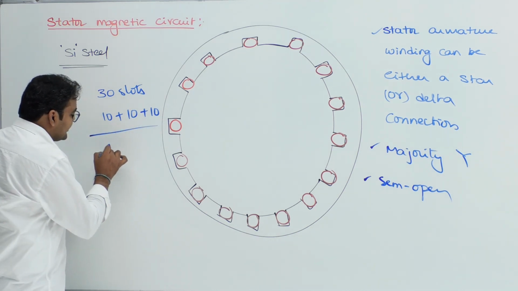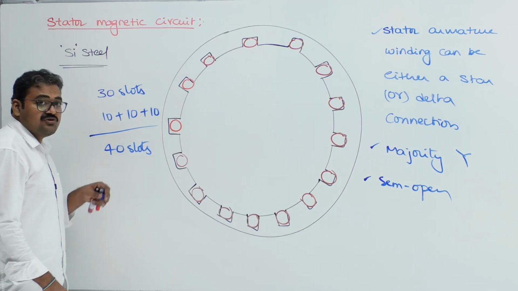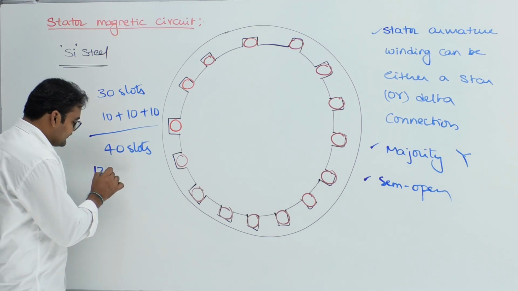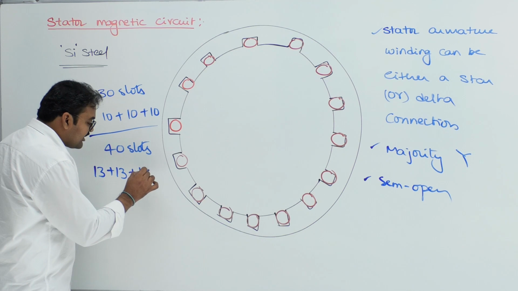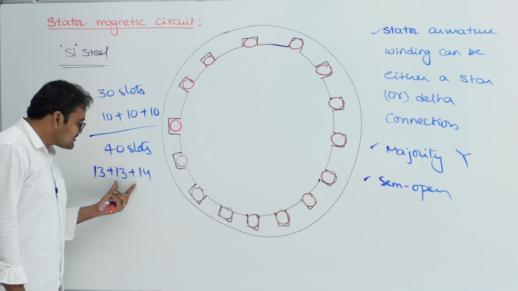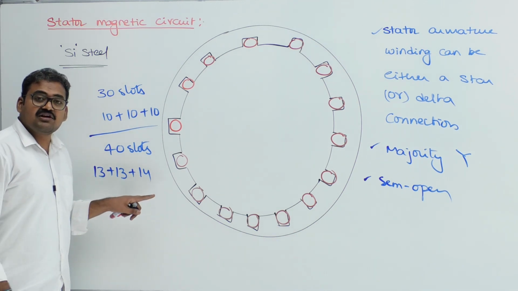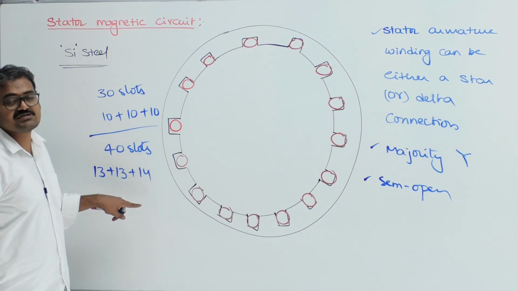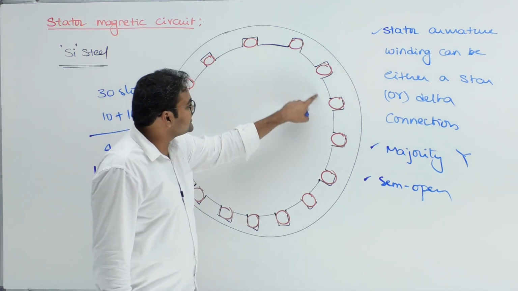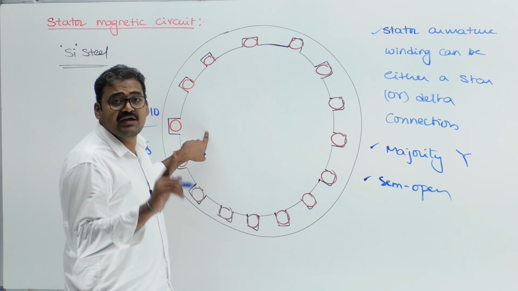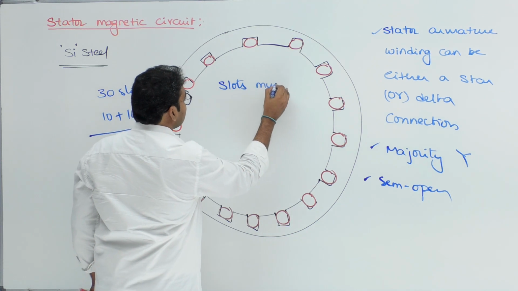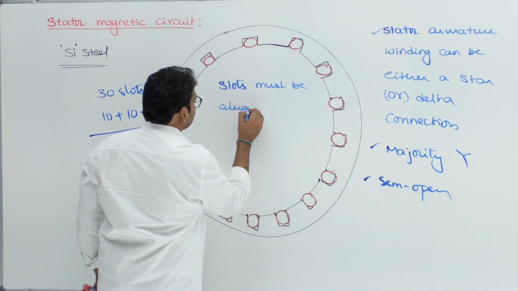Suppose you select 40 slots in the entire stator part, then you tell me how many slots will come under each phase. Definitely 13 slots for one phase, 13 slots for one phase, but 14 slots for another phase. Because of this, the number of slots in each phase are not equal, therefore there is a chance of unbalanced voltages out of the machine. That's why the total number of slots we are using in the stator part of synchronous machine must be always divisible by 3.